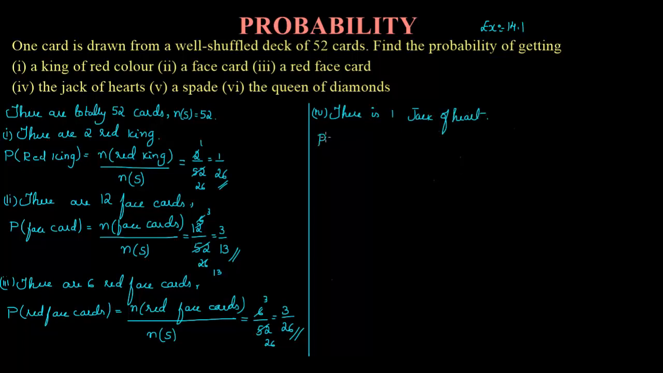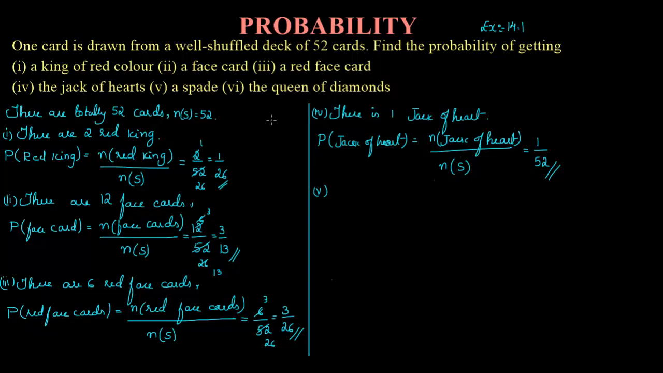So what will be the probability of jack of heart? Probability of jack of heart is equal to the number of jack of heart divided by the total number of cards. So jack of heart is only 1, divided by the total number of cards, 52, right? So you got the probability as 1 by 52. Okay, now coming to the next part of this question.